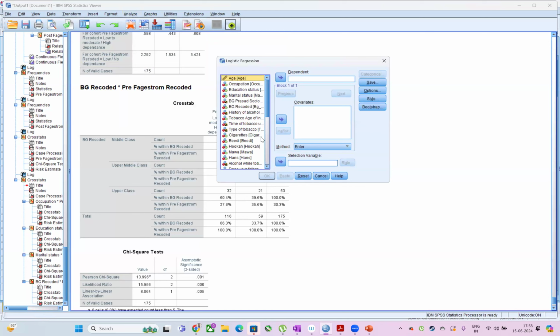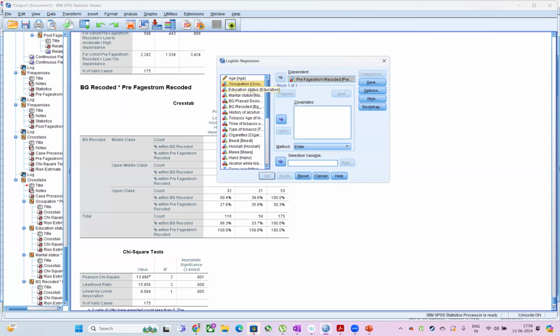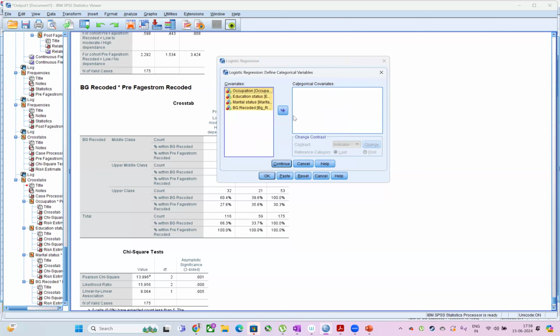I'm going to keep the nicotine dependence category here. And the variables which were found to be significant were occupation, education, marital status, and this classification. All these are categorical variables, so I have to go to Categorical, select everything, and say that these are categorical variables. I have coded them as 1 and 2, 1, 2, 3.